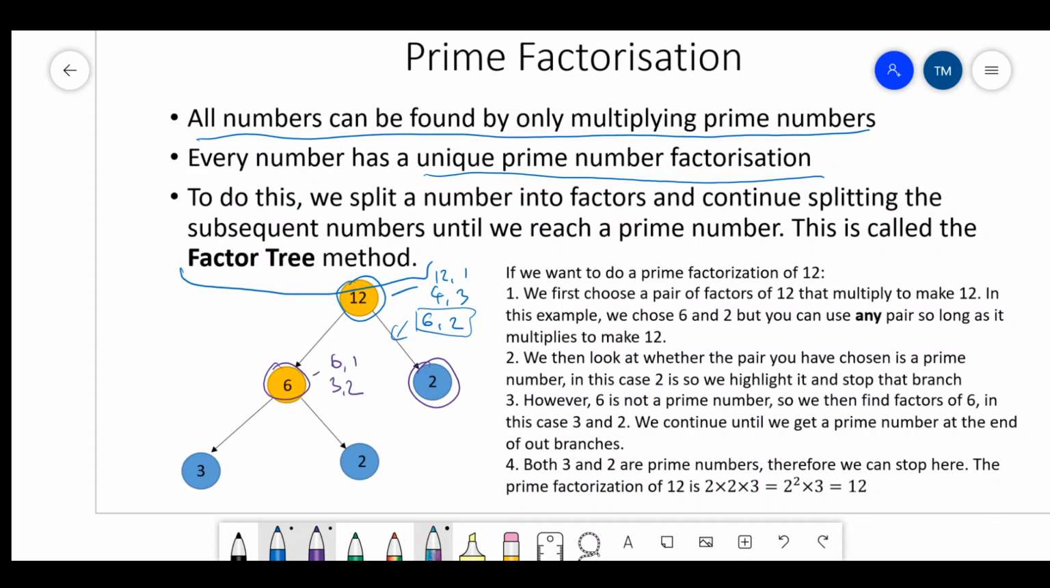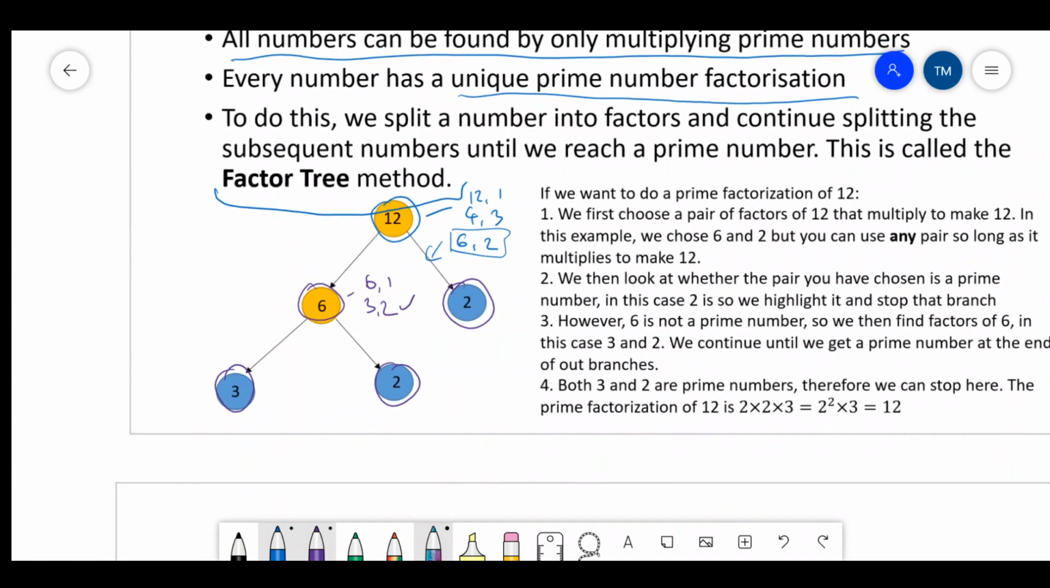Well, 6 and 1 is not useful because we still get 6 again, so we're going to have to deal with it again. So we use 3 and 2. And 3 and 2 are both prime numbers. So we highlight them, and we no longer have any number at the end of our branches that is not a prime number. So every number here is a prime number, and therefore we found our result.